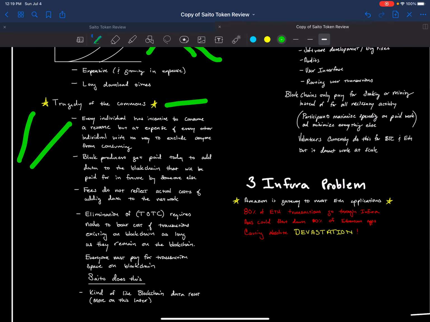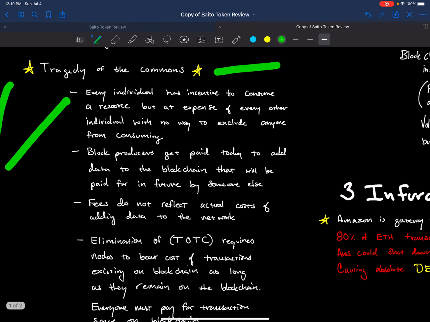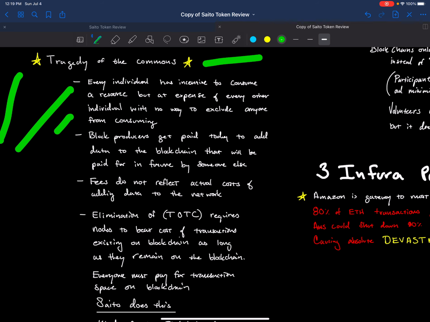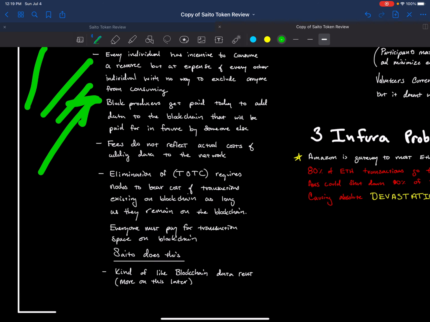But basically, every individual has incentives to consume a resource, but at the expense of every other individual. That is what current blockchains are, and that's why you're getting bloated blockchains. Block producers get paid today to add data to the blockchain that will be paid for in the future. And remember, guys, if you don't address this issue, blockchains cannot be scalable. And I'll go into why sharding doesn't solve the problem in the next video.